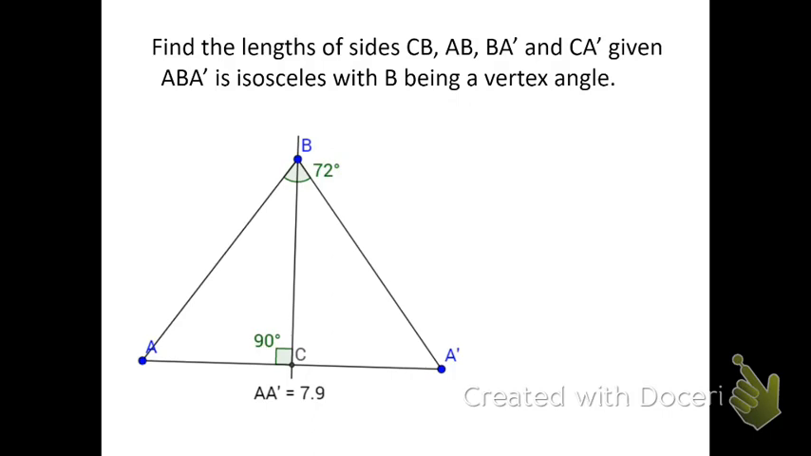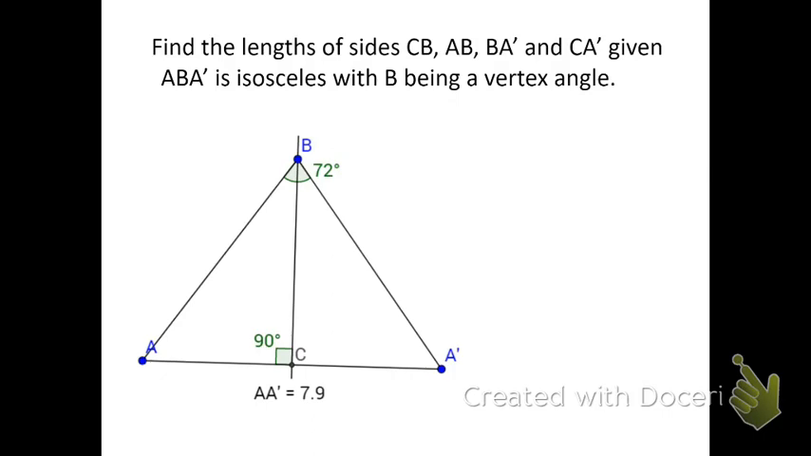Like an octagon, you could divide it into 8 isosceles triangles. If you could find the area of one of them, then all you have to do is multiply it by 8. So we're going to start off practicing finding the area of an isosceles triangle. So I have a picture of a triangle below, A, B, A prime. It is isosceles, and the bottom length is 7.9, and the vertex angle is 72 degrees.